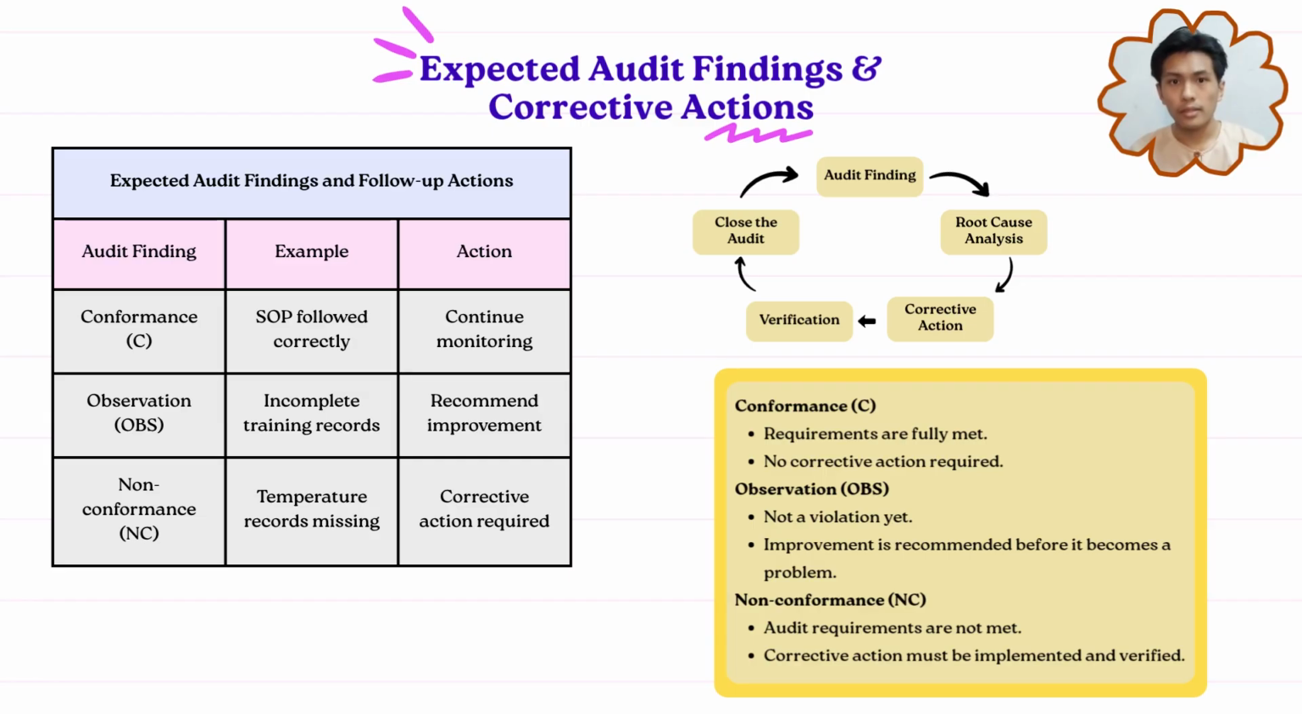After the audit is complete, the auditor records all findings. There are three possible outcomes: conformance, observation, and non-conformance. Conformance means that the company meets the audit requirements. Observations identify areas that could be improved even though they are not considered violations. Non-conformance indicates that a requirement has not been fulfilled, such as missing temperature monitoring records or incomplete documentation. For every non-conformance, the company should identify the root causes, implement corrective actions, verify their effectiveness, and finally close the audit. This process supports continuous improvement and helps maintain product quality and food safety.